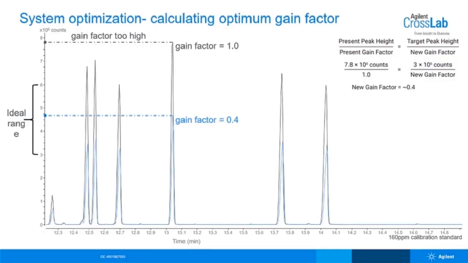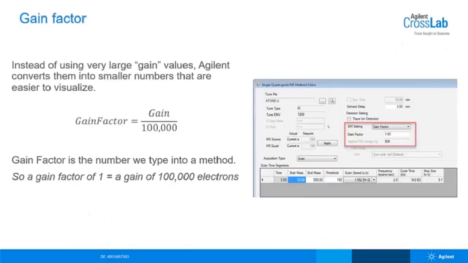So in this case, we had to drop the gain factor, but in other cases, you may actually need to raise the gain factor, especially for a tandem quad mass spec system, as those tend to run at gain factors of 5 to 10. But everybody's analysis is a little different. So talking a little bit more about gain and gain factor, instead of using very large gain values, Agilent converts those very big numbers into smaller numbers that are easier to visualize, hence the gain factor that you set up in your mass spec method.